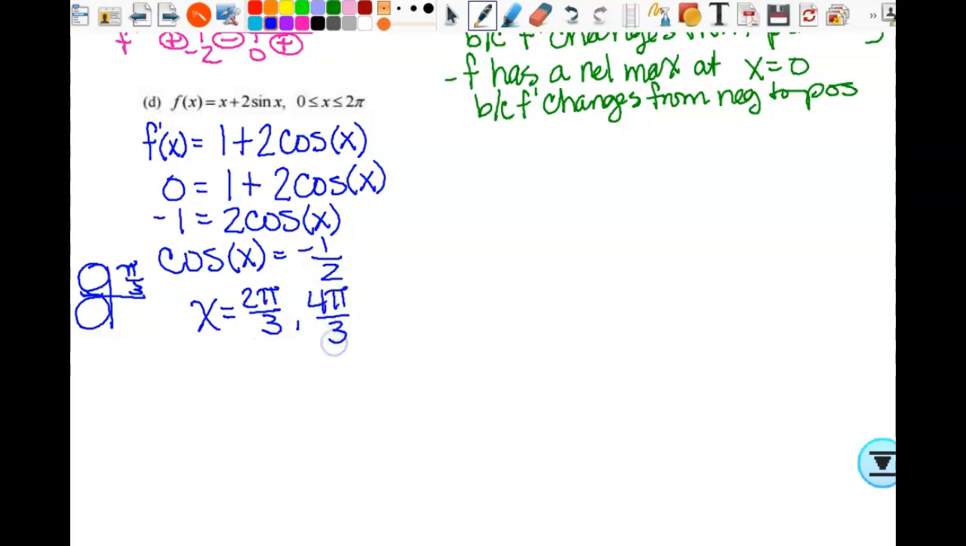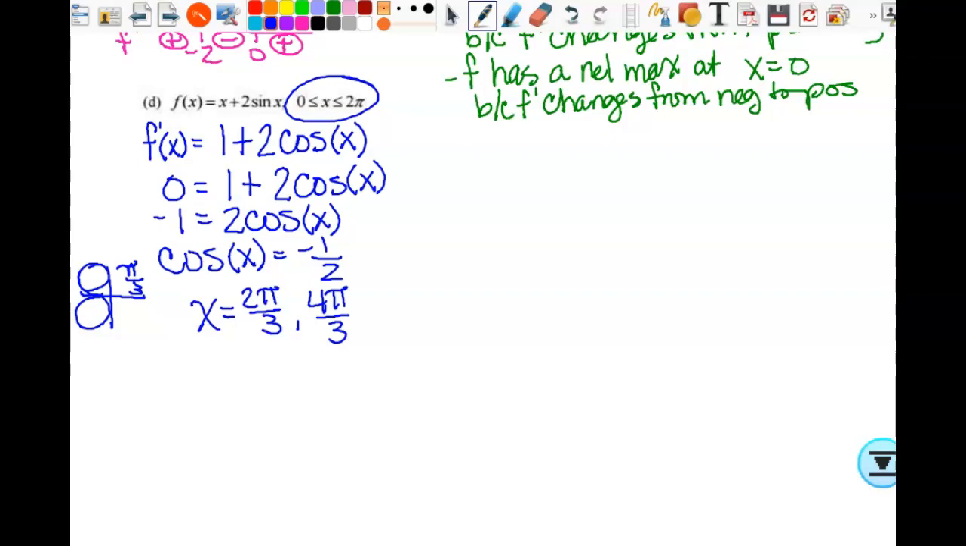And do I need to keep going around? No, because this tells me from 0 to 2 pi, right? If it said just from 0 to pi, then I'd only have one answer. If it said 0 to 3 pi, then I'd have 3 answers, right? So just make sure you're paying attention to that. A lot of times it's probably going to be 0 to 2 pi, but we just never know that for sure, right? Okay, we good?